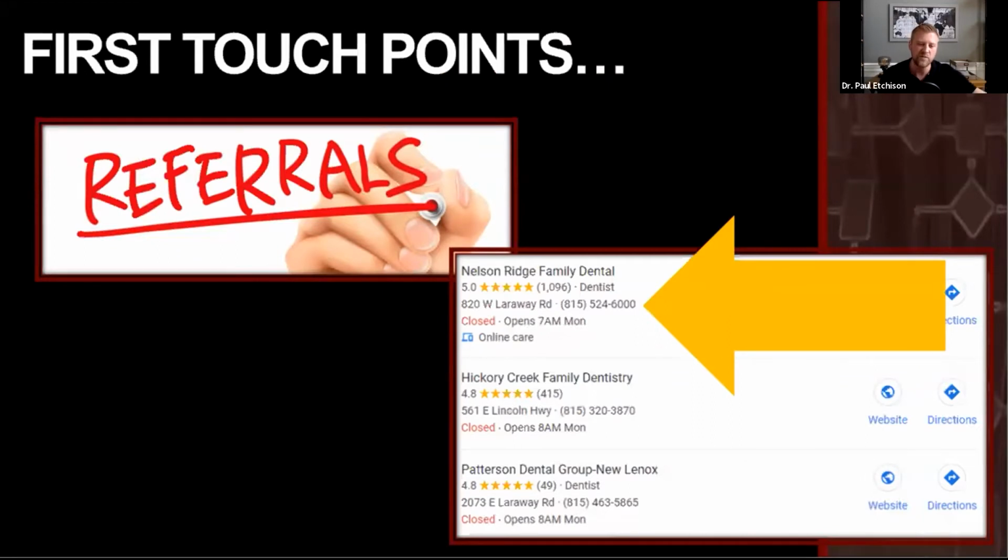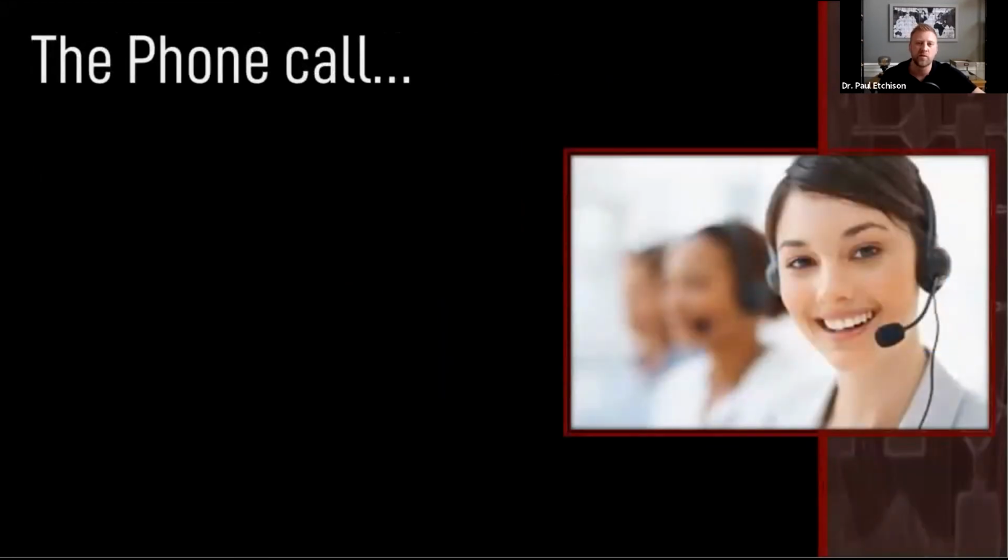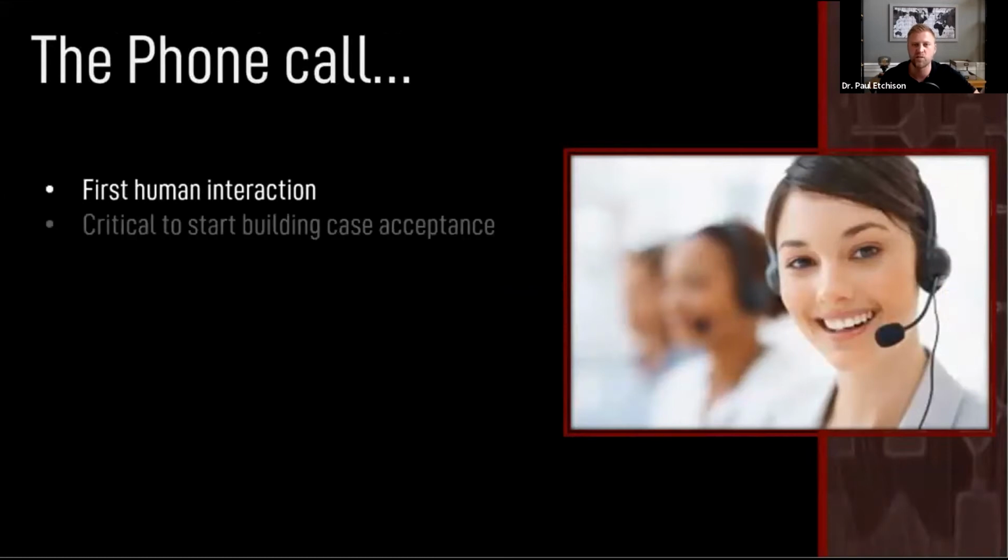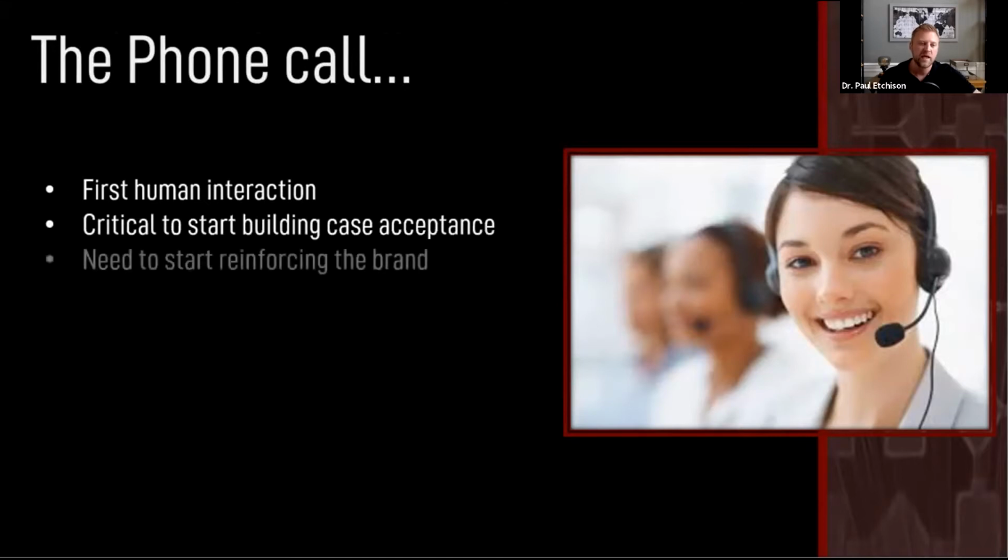anybody else? So eventually, our point of this is to generate a phone call. And this is a really important touch point because it is the first human interaction that you're going to have with the patient. So this is a big part where it's critical to start building the case acceptance. You're going to show them how nice you are. You're going to show them how much you take care of them, things like that. And it's a great chance to start reinforcing your brand, letting them know that they found the right place, that they're going to love this dental office.